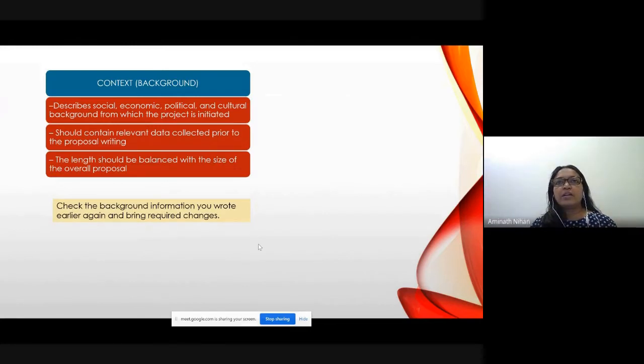The length should be balanced with the size of the overall proposal. If it's a very detailed, complex project, the background should describe in detail all the elements: the economic, political, and cultural context. But if it's a short proposal, focus on describing the target group as best as possible, but don't make it too long. Now you can go back and check the background information you wrote earlier and make any changes you like. Like I said, for the title page and background, you can take an extra 30 minutes and complete that part. I will move along, and then you can continue with the next part that I am covering.